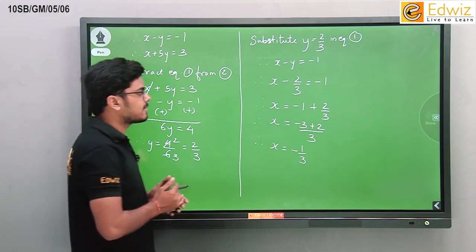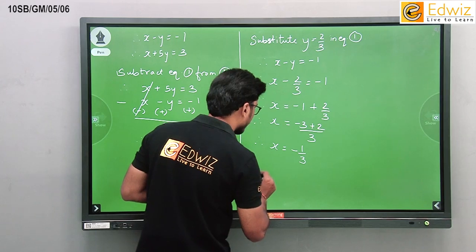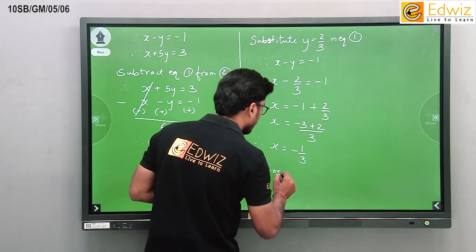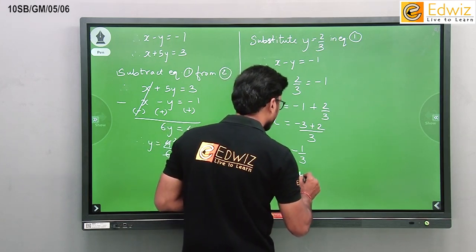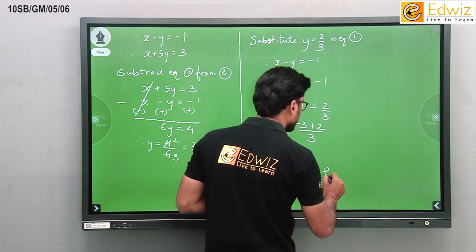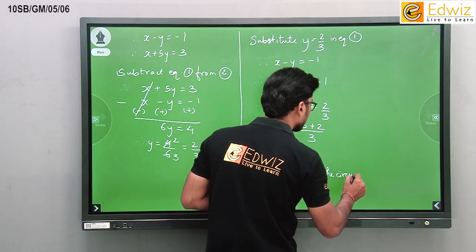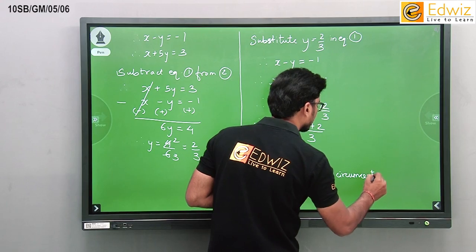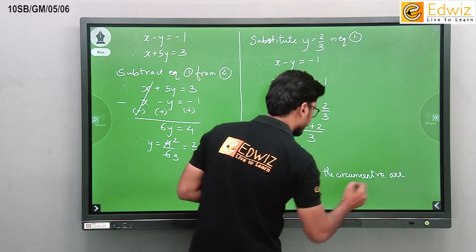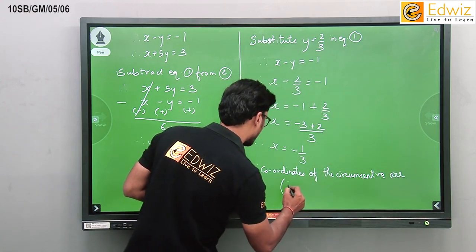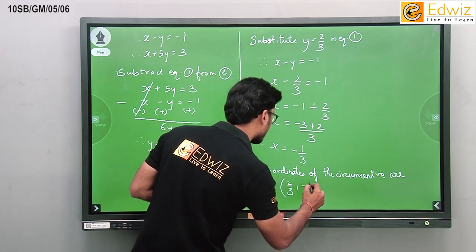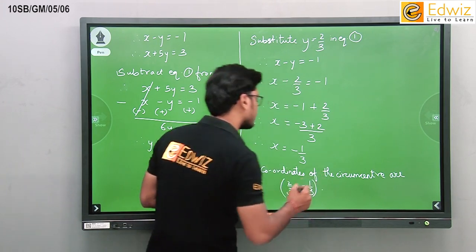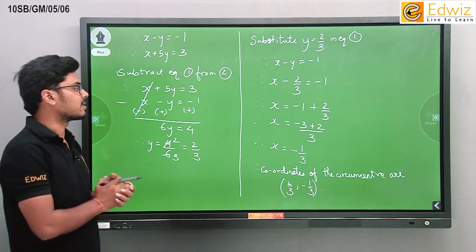So these are the coordinates. We'll write down the final answer. Therefore, coordinates of the circumcenter are -1 upon 3, 2 upon 3. These are the coordinates of the circumcenter.